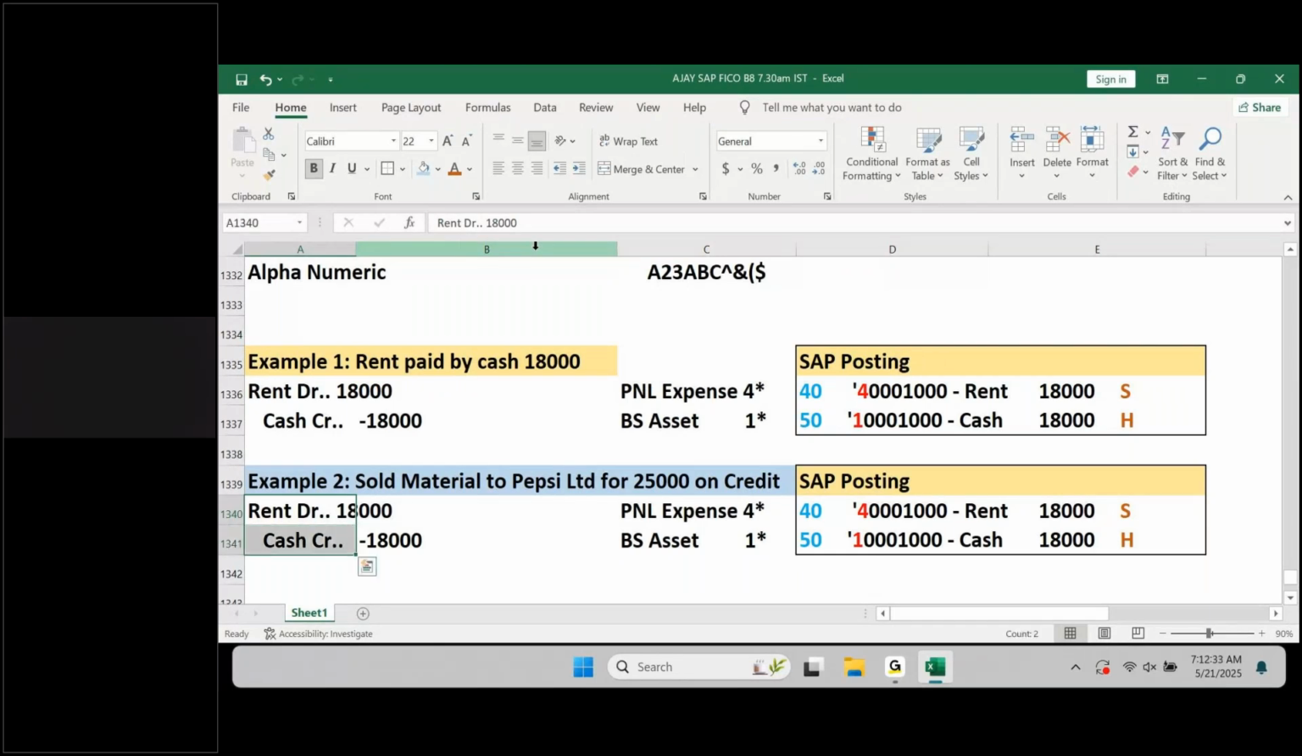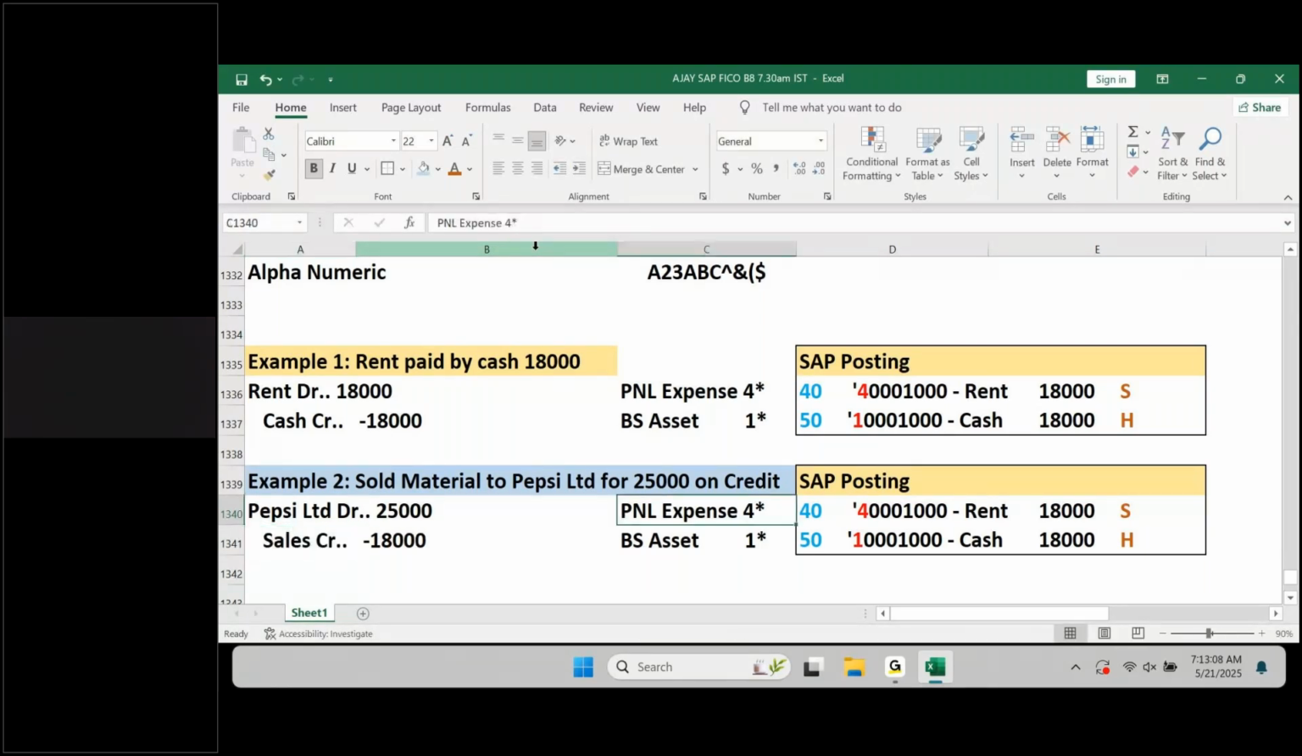Whenever you're talking about any accounting entry, you need to make sure if there is a name, you please replace the name. Do you have the customer name or not? Yes, sir, we have names. What is the customer name? Pepsi Limited. Wherever you have the name, please mention the name. Amount is 25,000. Credit is what? Sales account. Sales credit.